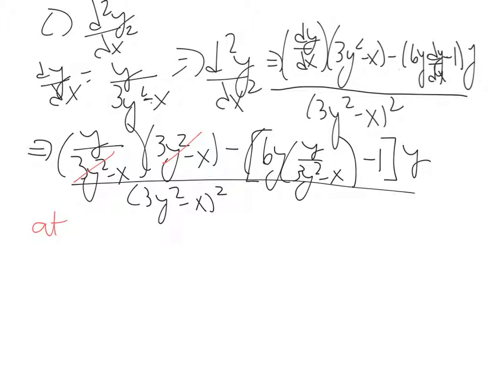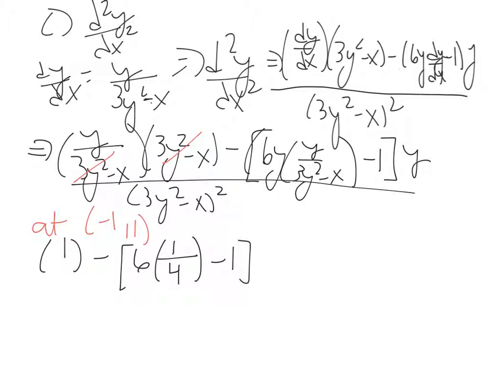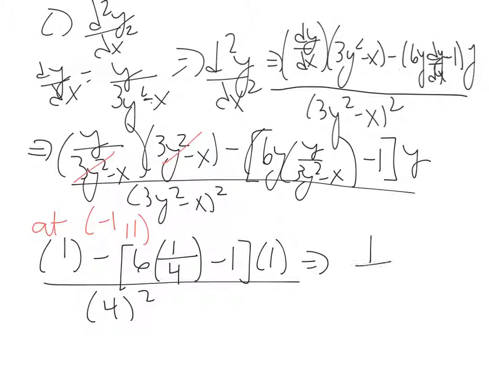So we want (-1, 1). So that means I'm going to do 1 minus 6 times 1 over 4 minus 1 times 1 over. So after using PEMDAS and all of that, you're going to get 1 over 32. And that's it.